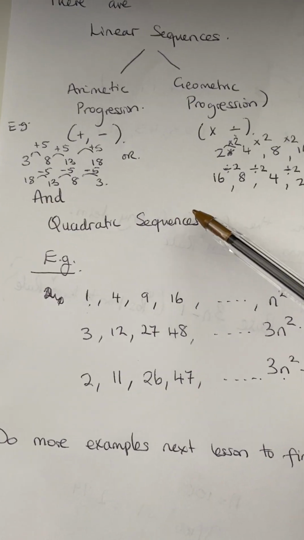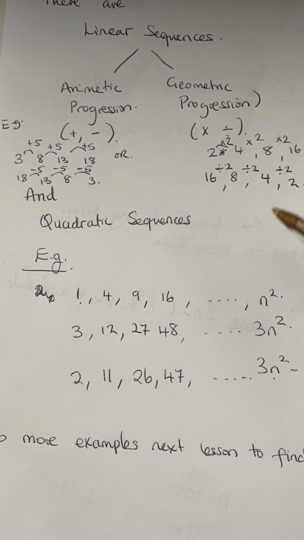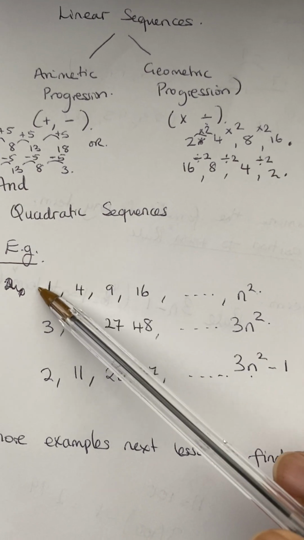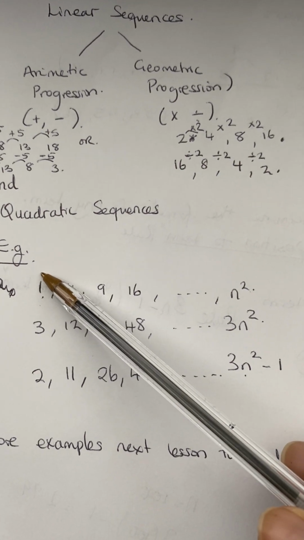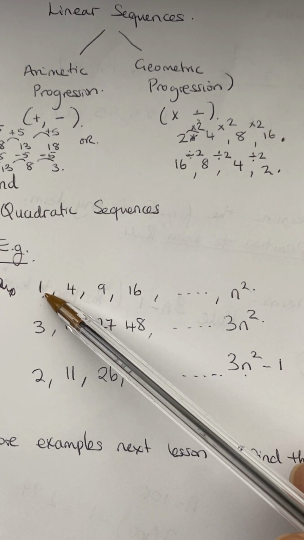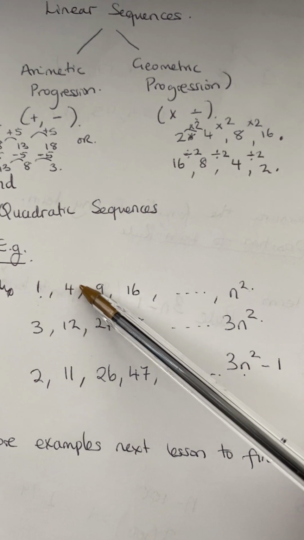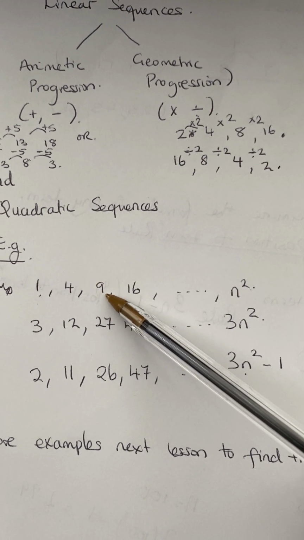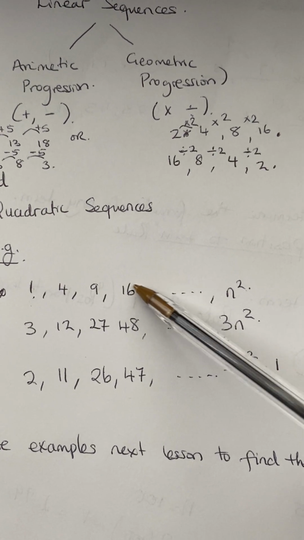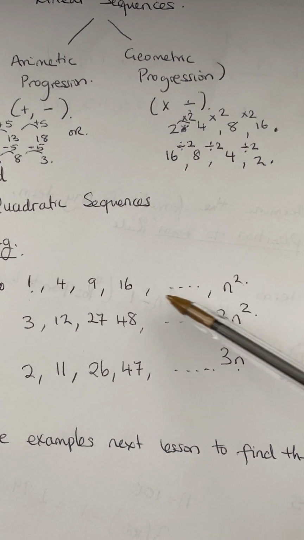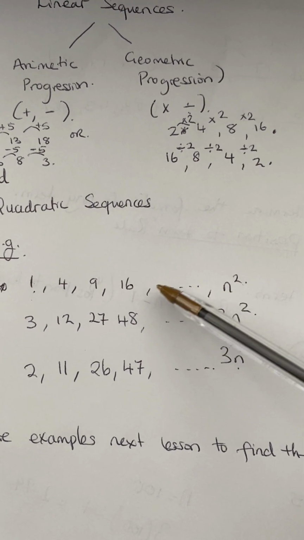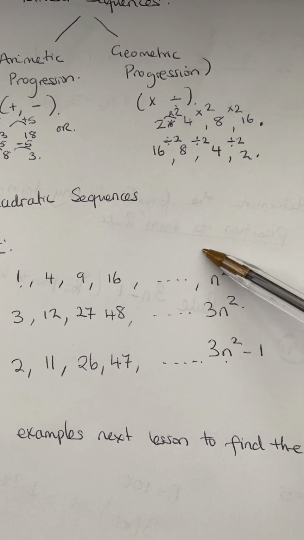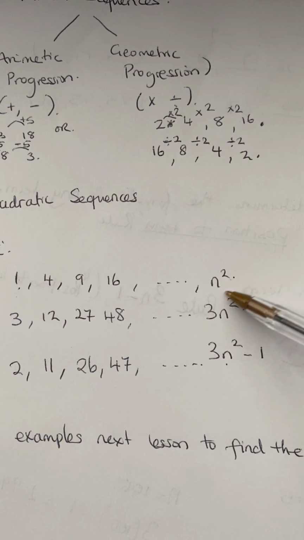But there's another type of sequence, the quadratic one, where you have things like n squared, 3n squared, 5n squared. So for instance, the first term here is n is 1. So 1 squared is 1. Second term is 2. 2 squared is 4. Third term is 3. 3 squared is 9. Fourth term here is 4. 4 squared is what? 16. So you can go on and on. So this is the first 4 terms. So we can find the 50th term. All we need to do is 50 squared. And then we've got it. So our rule will be n squared.